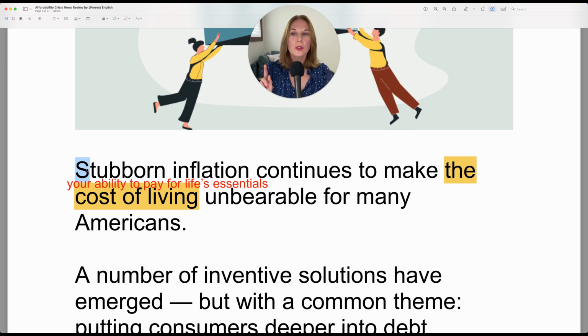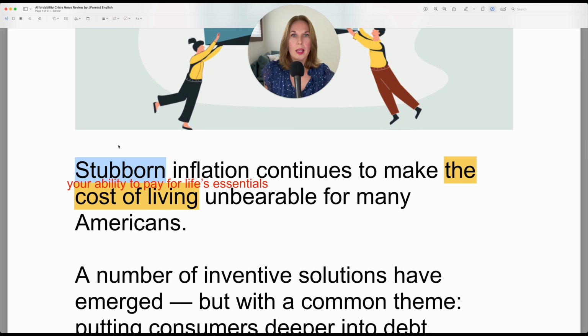Now let's go back to the beginning here. Stubborn inflation. Inflation, of course, is the economic concept of rising prices over time. Stubborn, you may be more familiar with this adjective to describe a person. So if you describe a person as stubborn, it's because that person wants something or wants to do something and is unwilling to change. So you can say, oh, my roommate is so stubborn. She will only do what she wants and she's unwilling to change or do things differently.